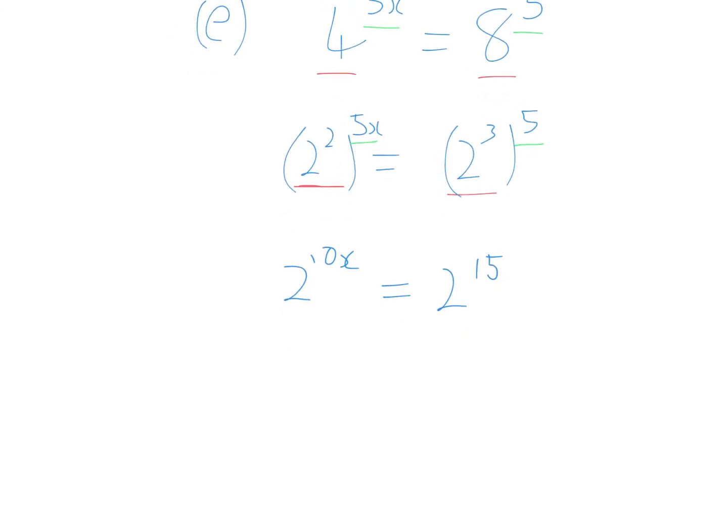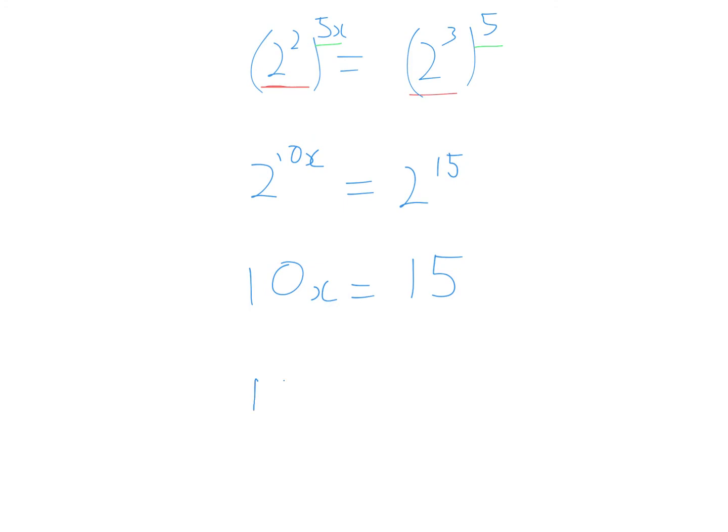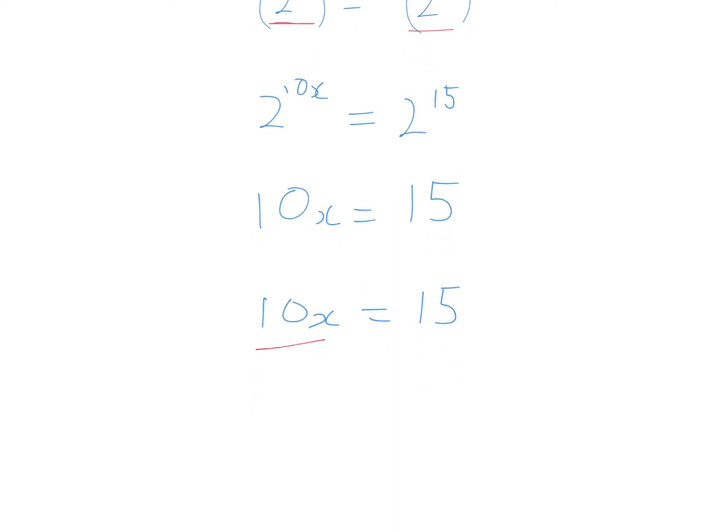My base numbers are the same. So then I can say the powers must be the same also if they have to be equal to each other. So 10x here will be equal to 15. As before, we don't really want 10x, we want just x by itself. So let's get rid of that 10 by dividing by 10.